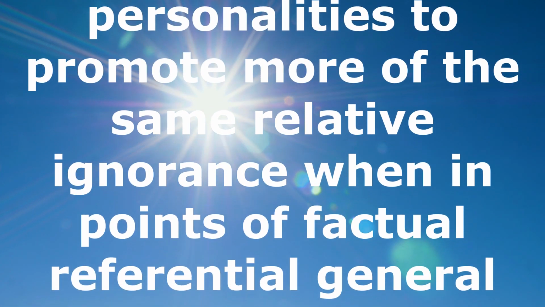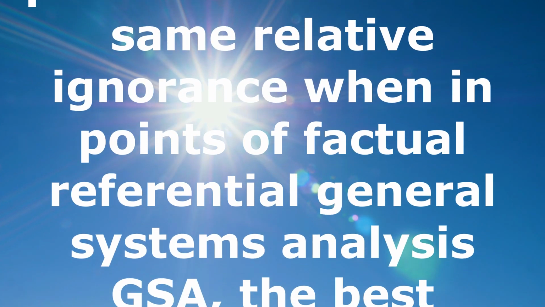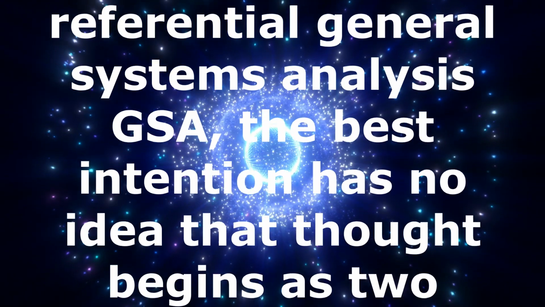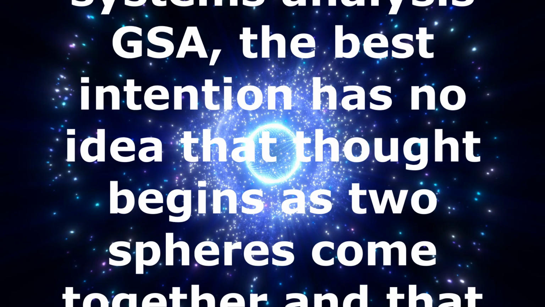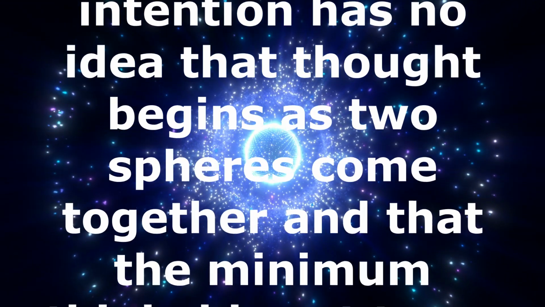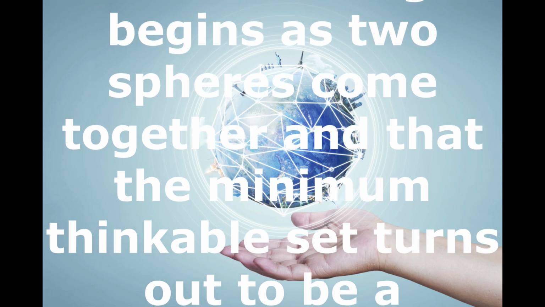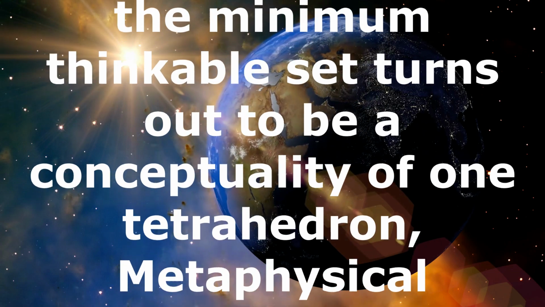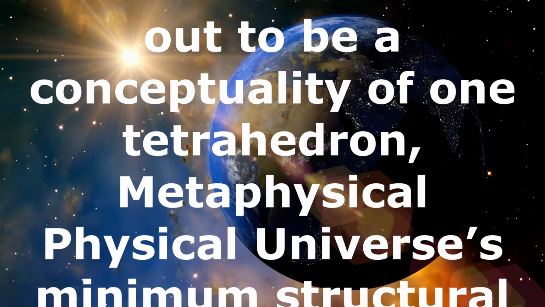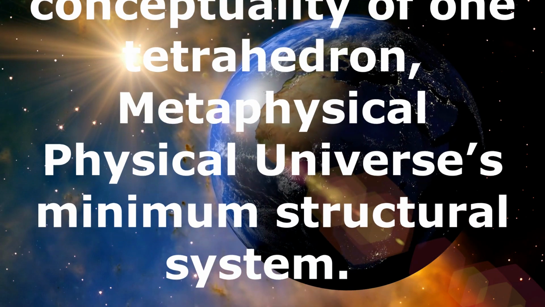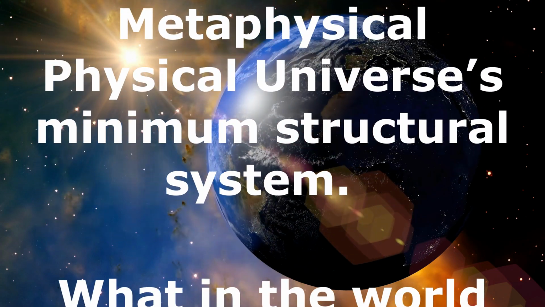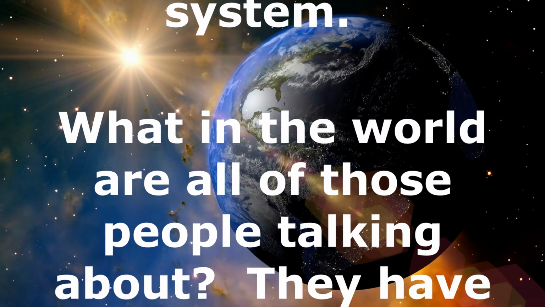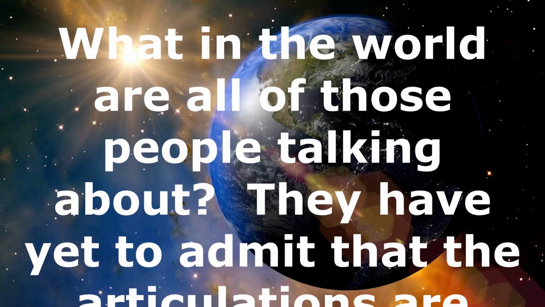when in points of factual referential general systems analysis, GSA, the best intention has no idea that thought begins as two spheres come together, and that the minimum thinkable set turns out to be a conceptuality of one tetrahedron, metaphysical physical universe's minimum structural system. What in the world are all of those people talking about?